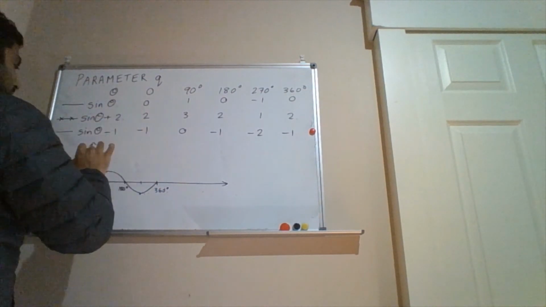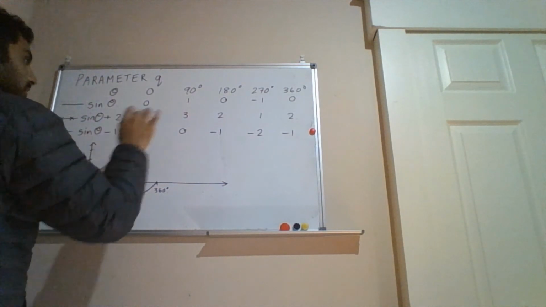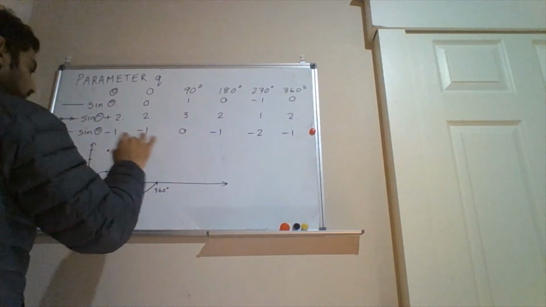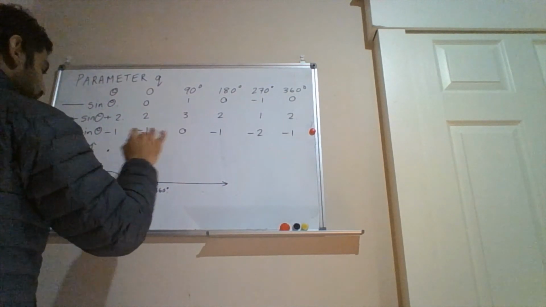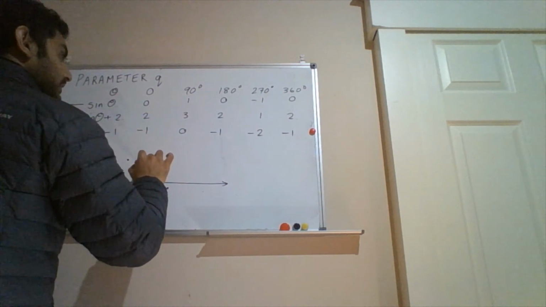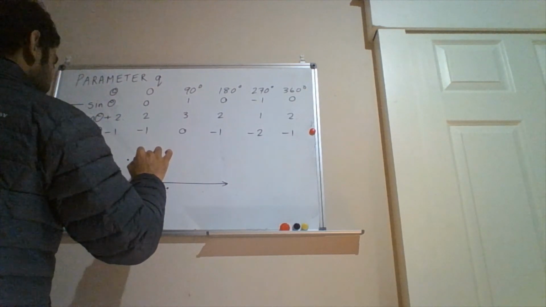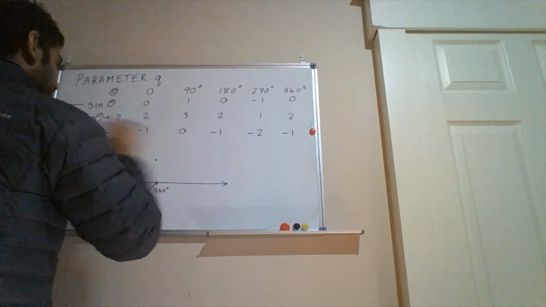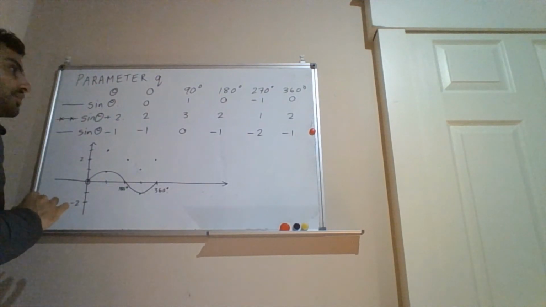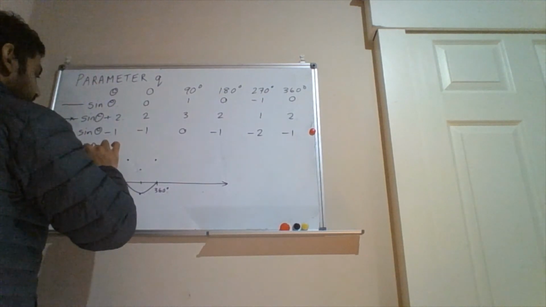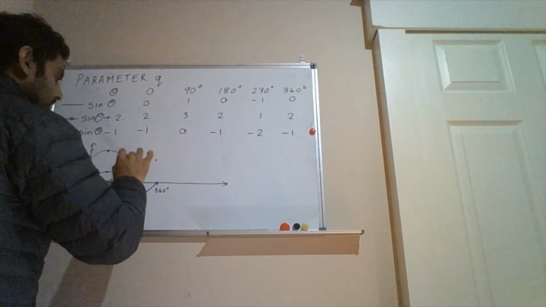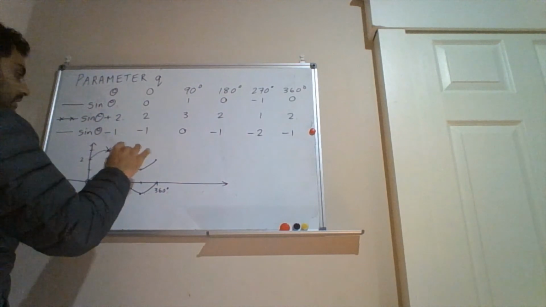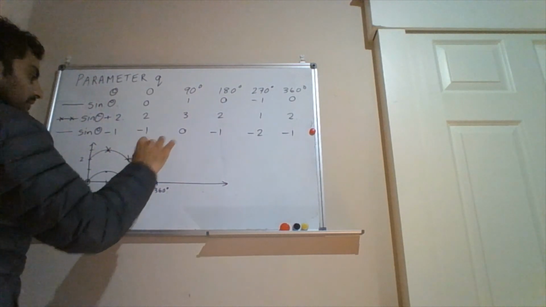So we've got 0 and 2, 90 and 3, then we go back to 2, then 1, and back to 2. Okay, so this graph looks something like this.